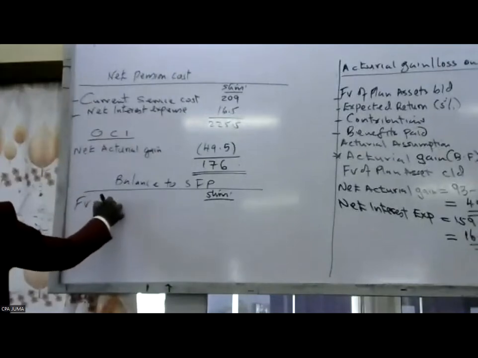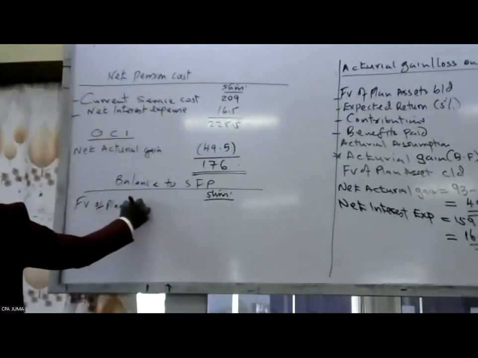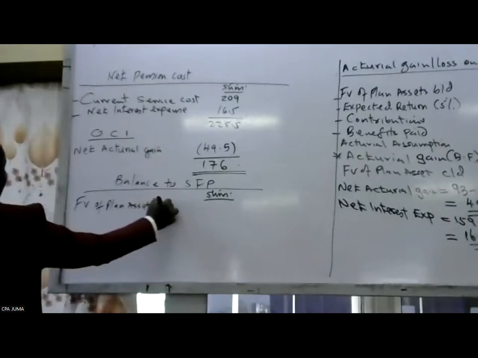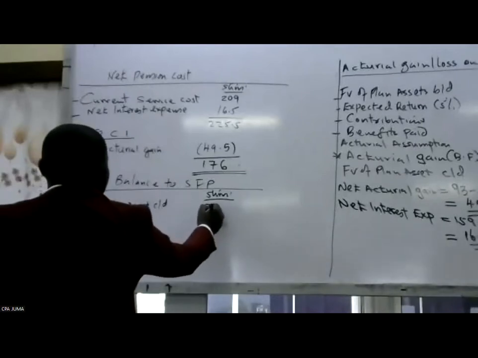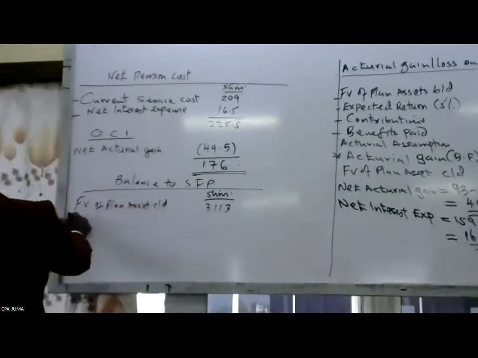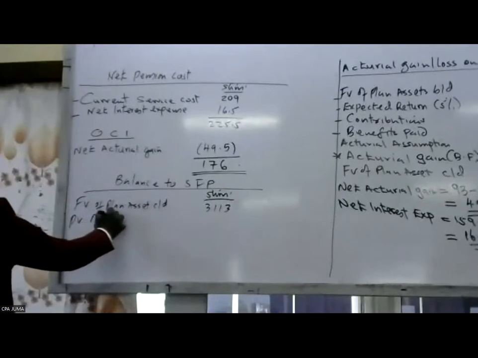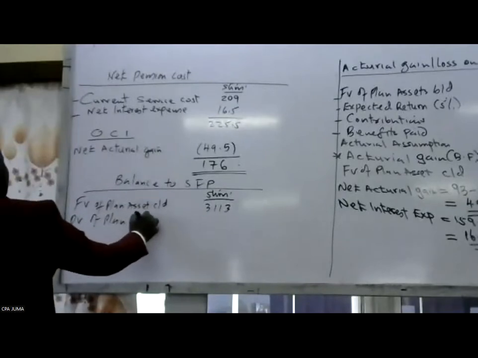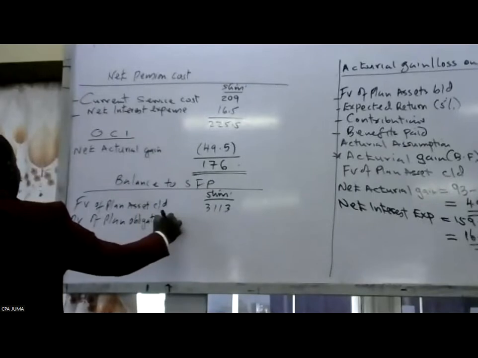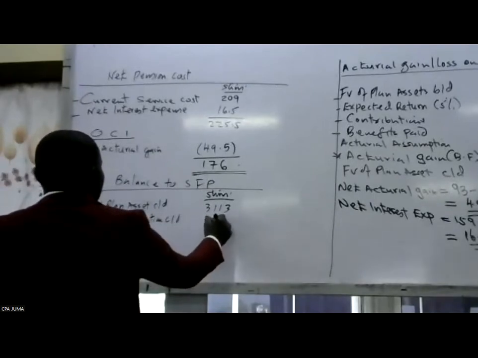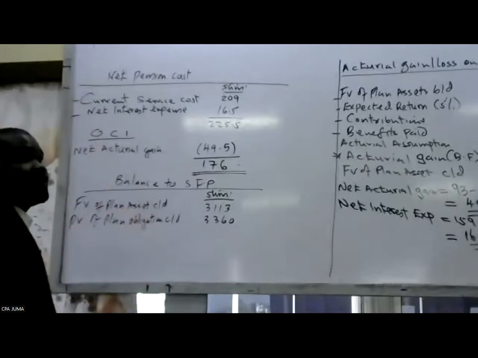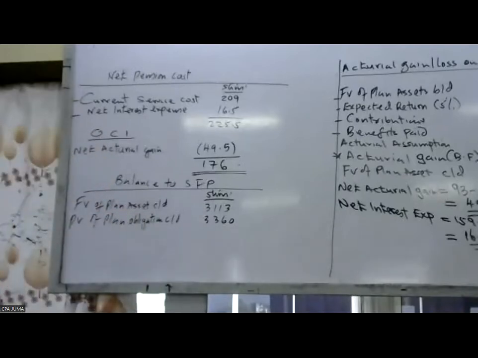Fair value of plan assets carried down. Carried down plan asset is how much? 31, whatever. Present value of plan obligation, how much? 33.60. Which one do we subtract to reduce which one?